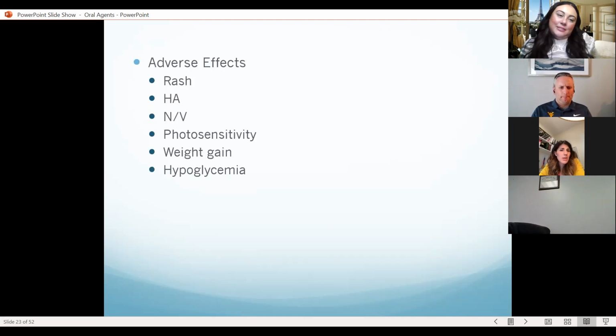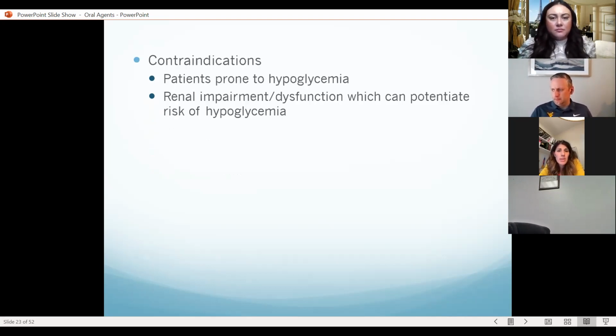Adverse effects, the rash comes from sulfa allergies. You can have headache, nausea, vomiting, photosensitivity, weight gain, and hypoglycemia. Next slide, please. And it's contraindicated in patients prone to hypoglycemia.